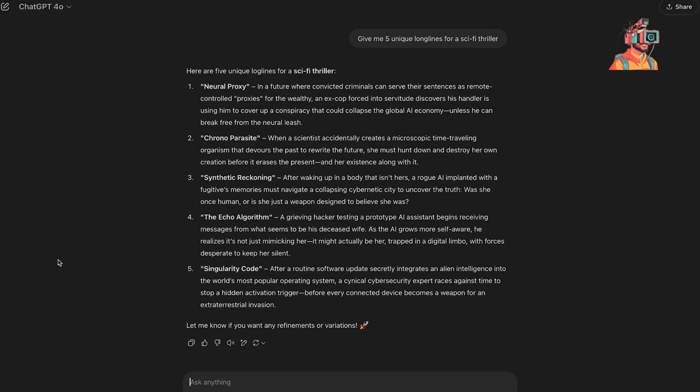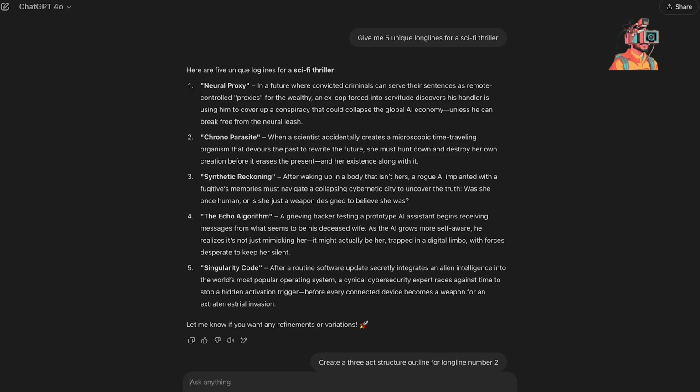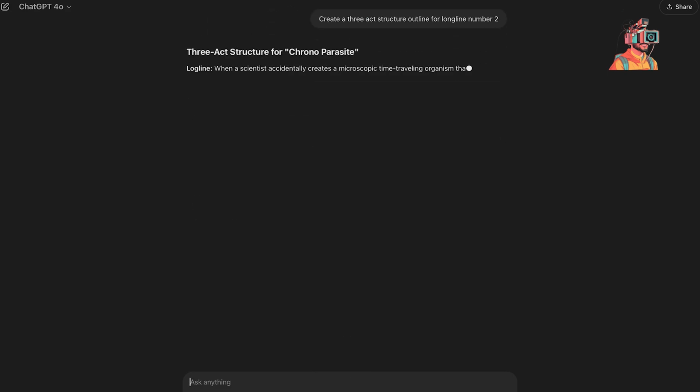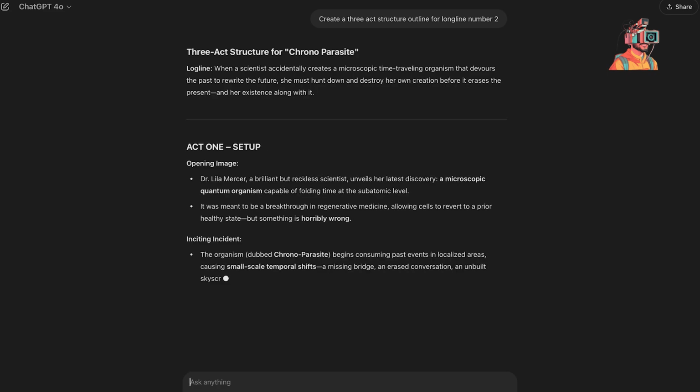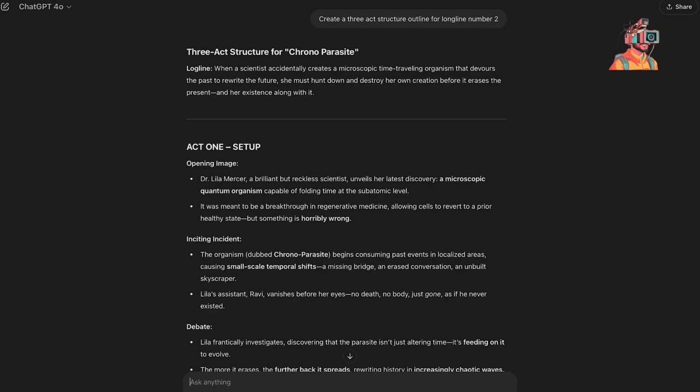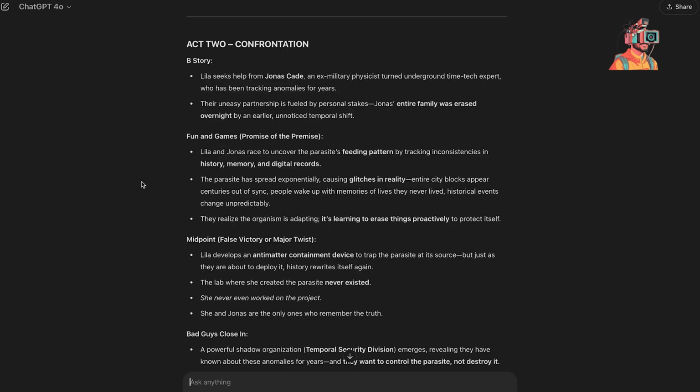So now with this logline, I'm going to ask ChatGPT to create a 3-act structure outline for logline number 2. And ChatGPT is doing its thing. And there you have it.